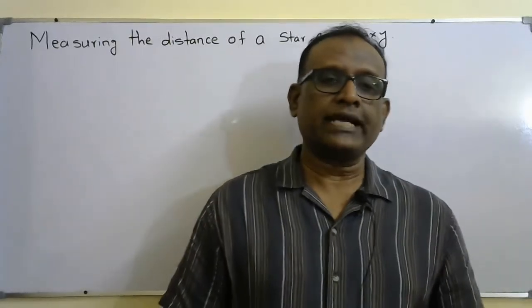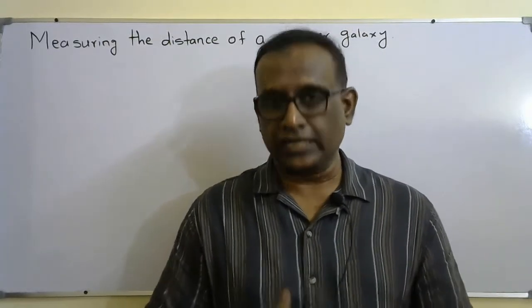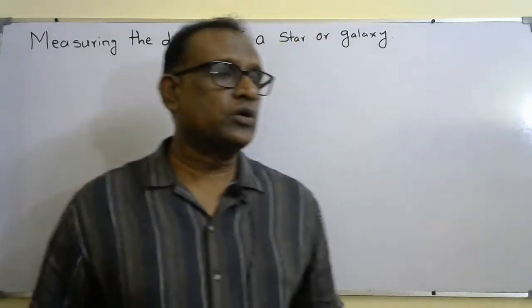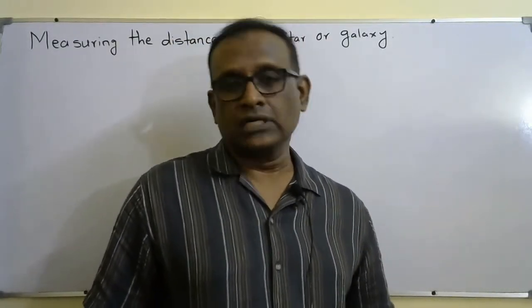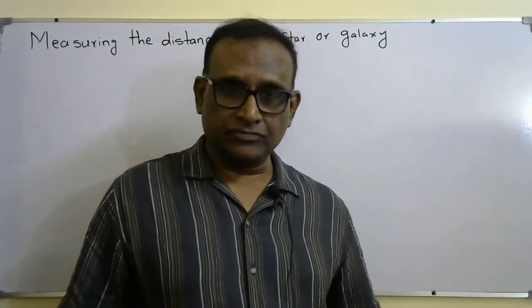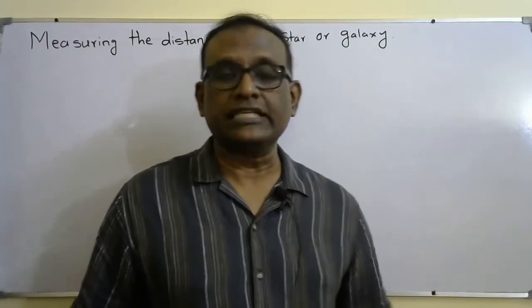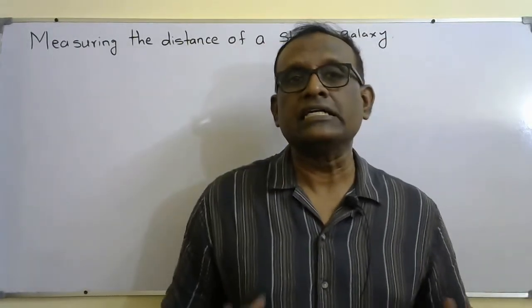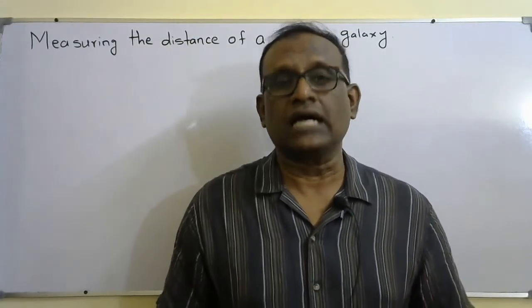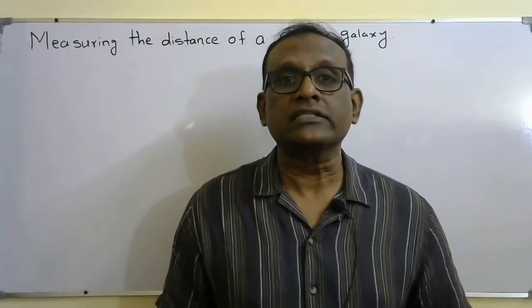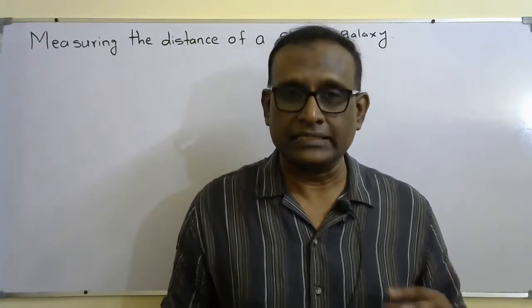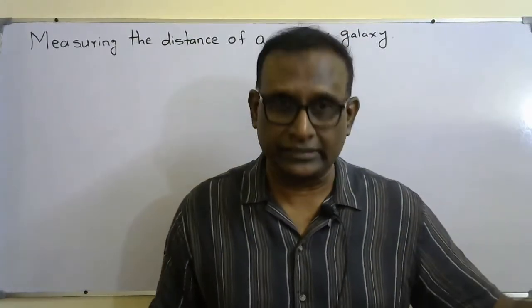Okay, so the next topic is measuring the distance of a star or galaxy. That is one of the important topics in your syllabus. Different methods are used with different accuracies. For example, the first method we are going to learn is called the Trigonometric Parallax method. That method is suitable for measurements up to a star at a distance of 100 parsec. You can't use that method if the distance of a star is more than 100 parsec.